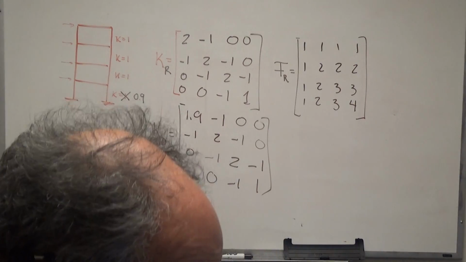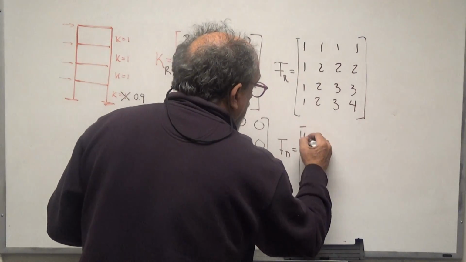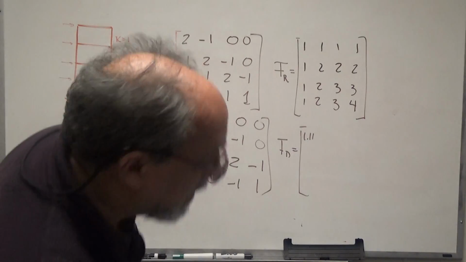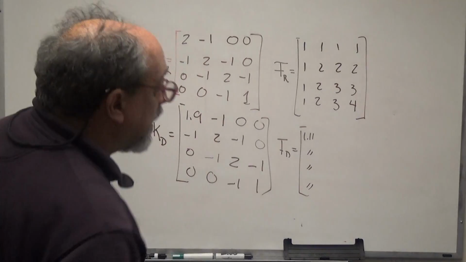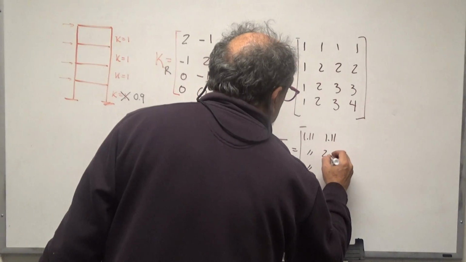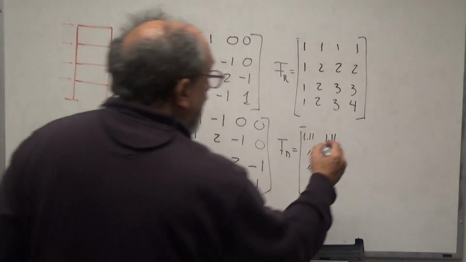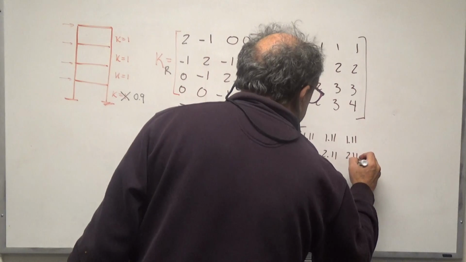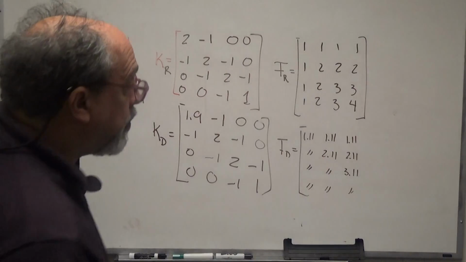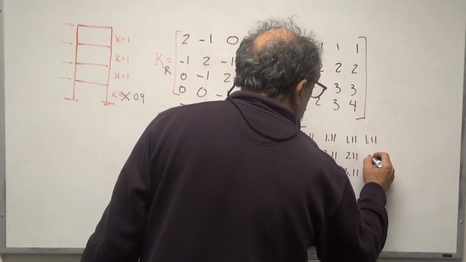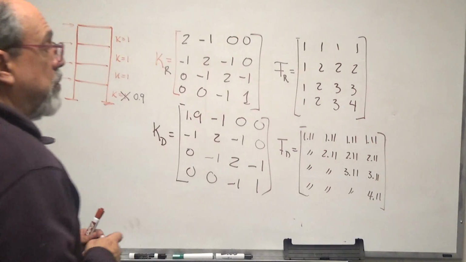is something that is F in the damaged state, equal to 1.11, and then it's 1.11 repeated 4 times, then the next number is 1.11, and then 2.11, which gets repeated down, then the next number is 1.11, 2.11, and 3.11, which gets repeated once. And then the last one is, of course, 1.11, 2.11, 3.11, and 4.11, right? And these things go on with more points.